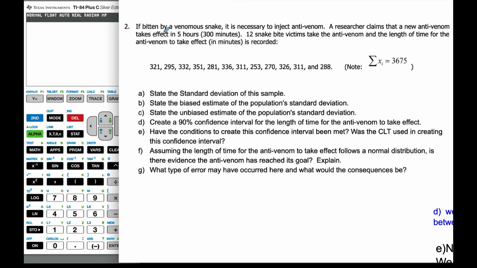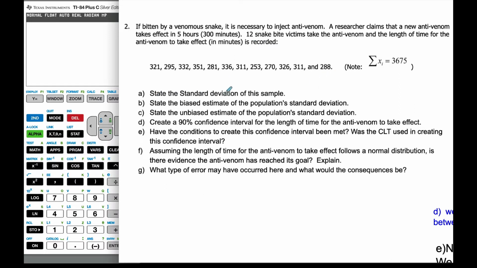So in this example, if you're bitten by a venomous snake, it is necessary to be injected with antivenom to counteract the venom. A researcher claims that a new antivenom takes effect in 5 hours or 300 minutes. 12 snakebite victims take the antivenom, and the length of time for the antivenom to take effect is recorded. Here we have our values here.